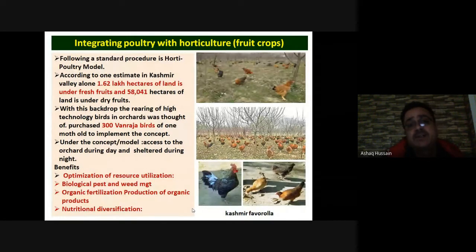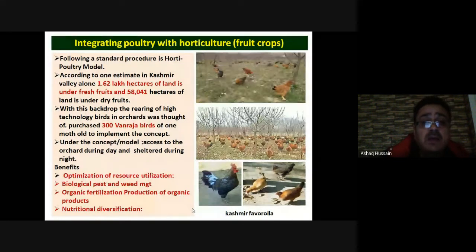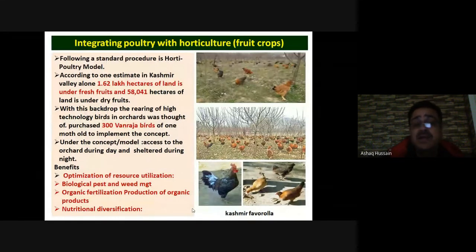We have 1.62 lakh hectares of total fruit crop area, and we have 58,000 hectares under dry fruits also, and 300 birds can be introduced in one canal. Van Raja birds can be introduced in one canal of area to increase our income and diversify our agricultural production, not only for nutritional diversification but also for generating additional income for the farmers.